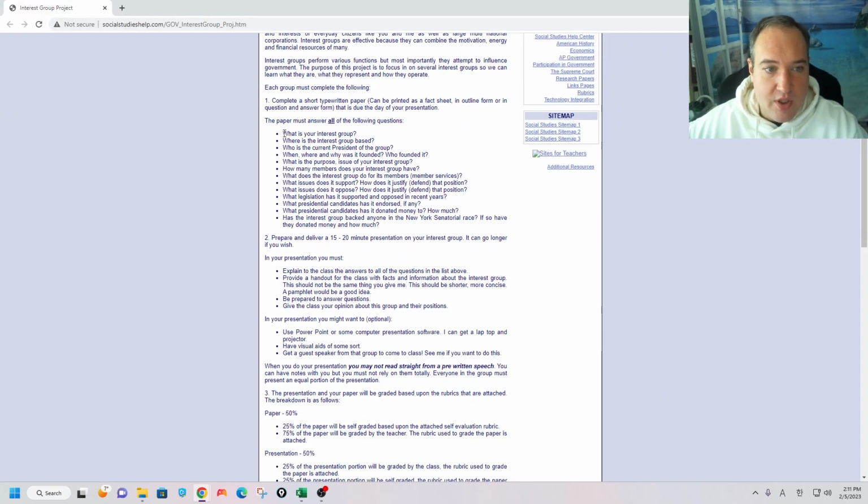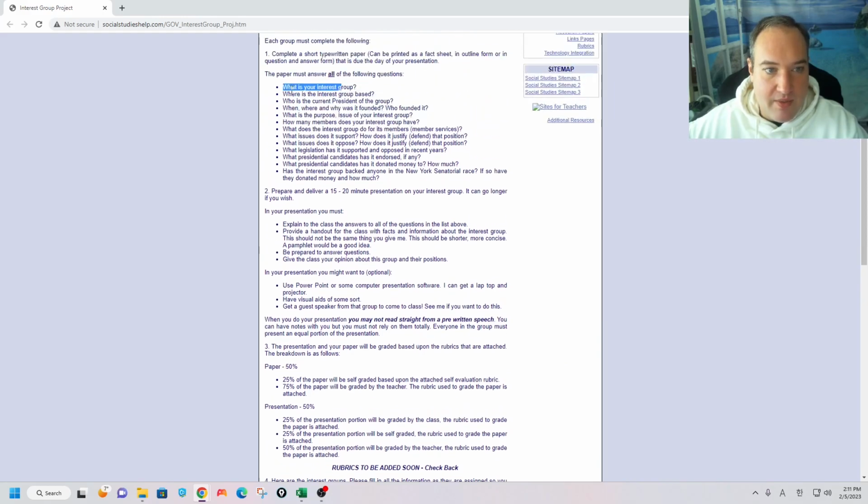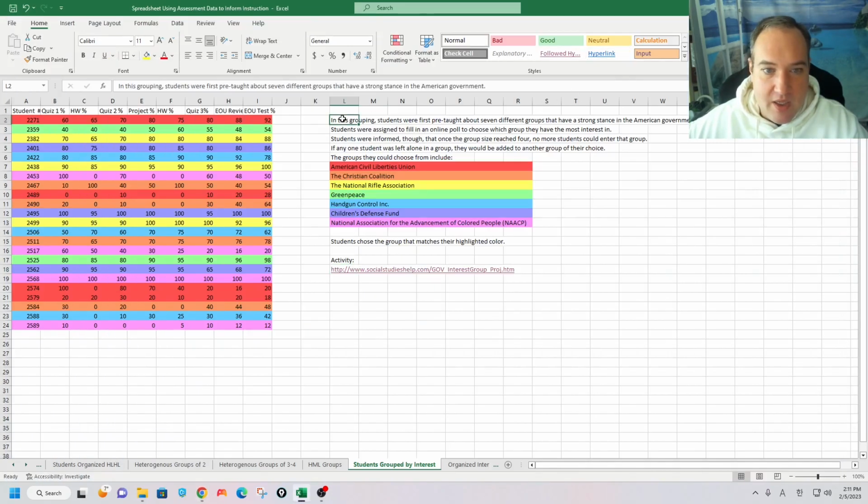So each student's going to pick their interest group, and then they're going to answer these questions on a piece of paper and give it to me before their presentation. Then they're going to give a 15 to 20 minute presentation about an interest group. I might make it slightly shorter, but they would give a presentation about their interest group and what that interest group does. So let me go back to the Excel.